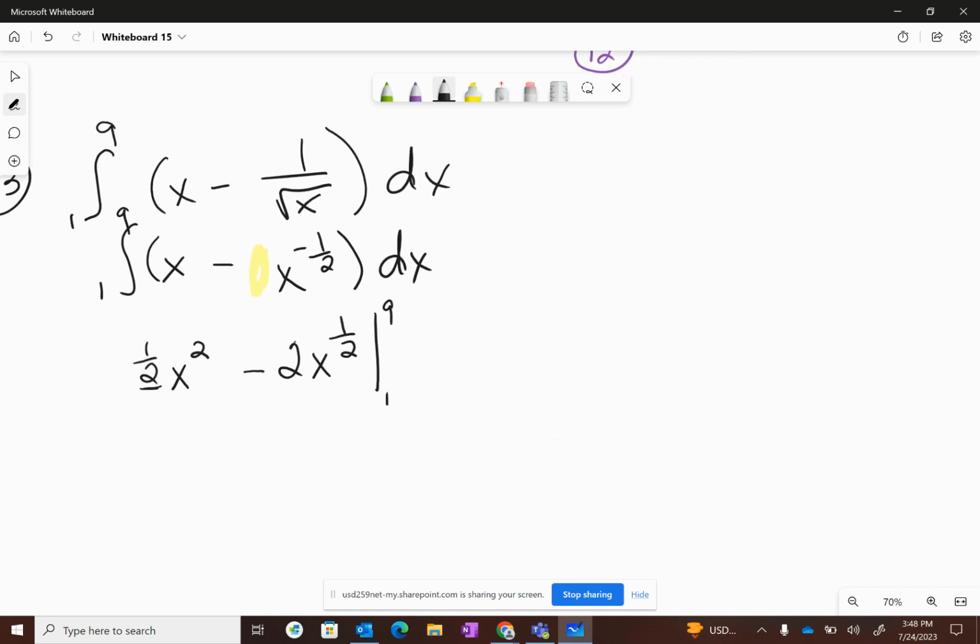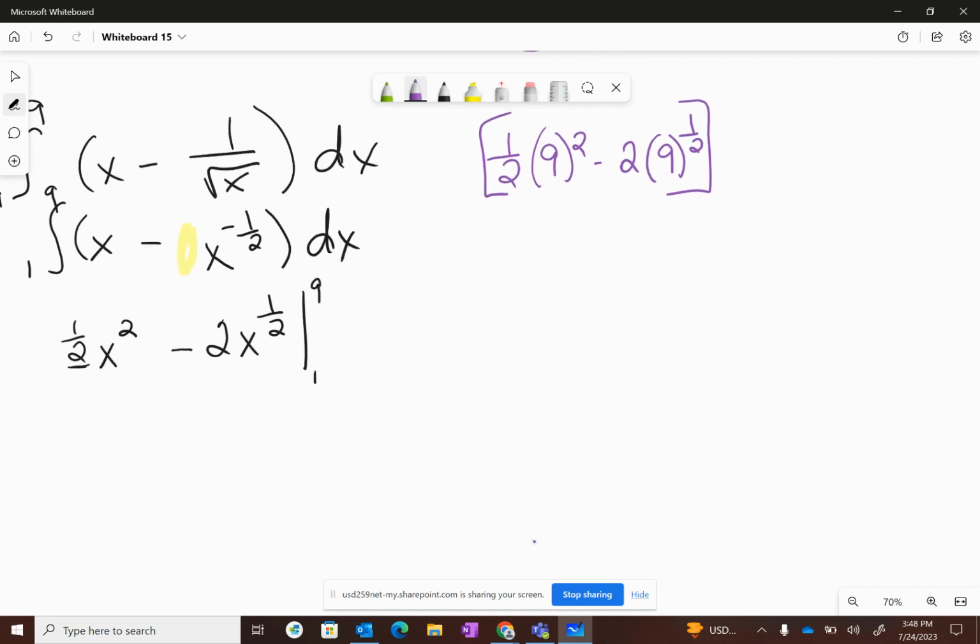So I'm going to kind of do that over here. So I have 1/2 9 squared minus 2 times 9 to the 1/2, or you can write that as square root. It doesn't matter. Put it in brackets because we have to do all that first. Then we're going to subtract 1/2 times 1 squared, now plugging in the 1, minus 2 times 1 to the 1/2. Okay, so 9 squared is 81. 1/2 times 81 is 40.5. That's all calculator work, nothing to worry about.